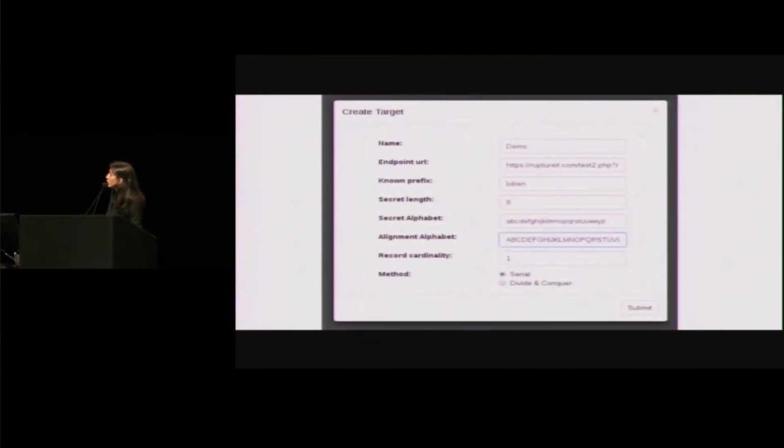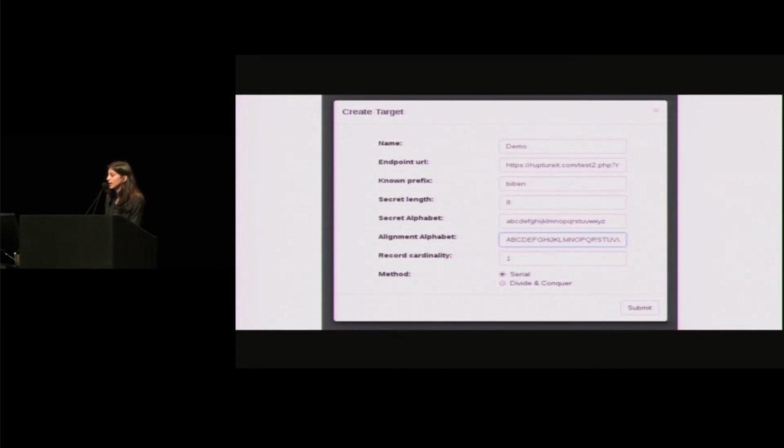This needs some configuration, and I want to explain briefly what this is. Name is just something to recognize the target. URL is where the client will make the requests. The prefix is the part of the secret that the attacker already knows. The secret length, we need this so that our backend knows when the attack is completed. The secret alphabet is the alphabet from which each byte of the secret is drawn. Aligning alphabet is used for block alignment, pretty much like the POODLE attack does.